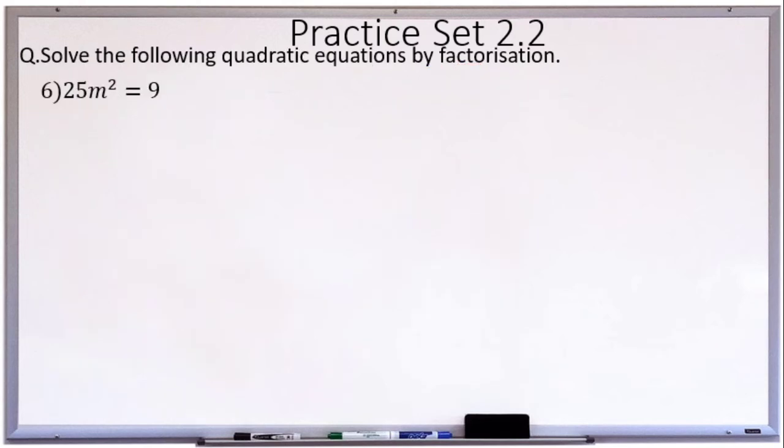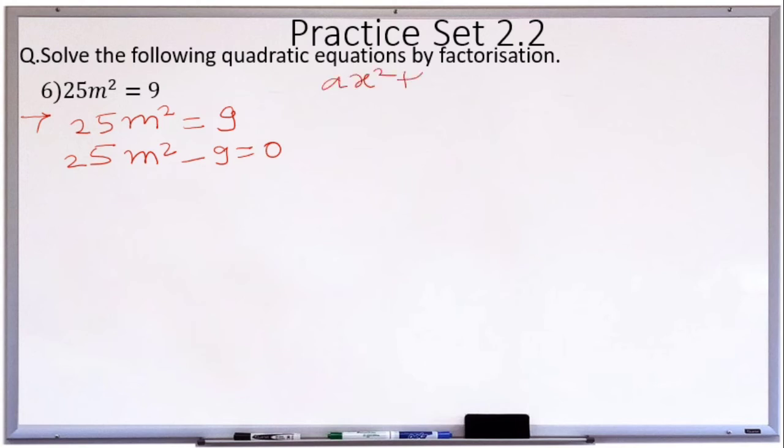Now the sixth one, 25m square is equal to 9. So first writing it as it is, 25m square is equal to 9. Now writing it in standard form, that is 25m square minus 9 is equal to 0. Here which term is missing? Yes, here b is missing. What is our standard form? ax square plus bx plus c. So in this equation the term bx is missing, but it will be easier for us. Let's see how.